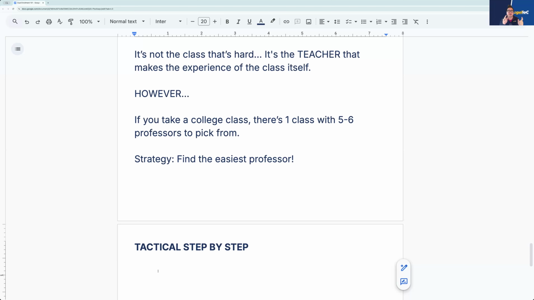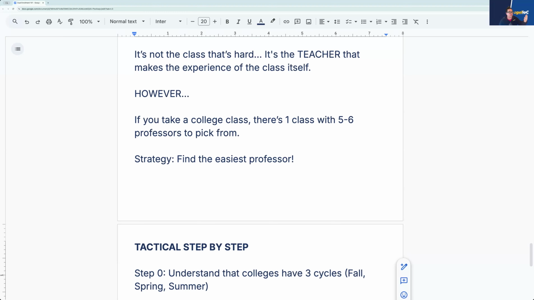Keep in mind there are seasons for college classes. This is like step zero. Step zero is to understand that colleges typically have 3 cycles: fall semester, spring semester, and summer semester. Some of your schools, by the way, some of you in the Bay Area and California, are on quarters, so there's a fall, winter, spring, and summer. So there's more, but for a lot of schools it's 3 cycles: fall, spring, summer.